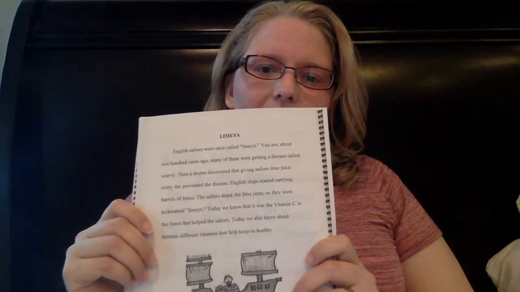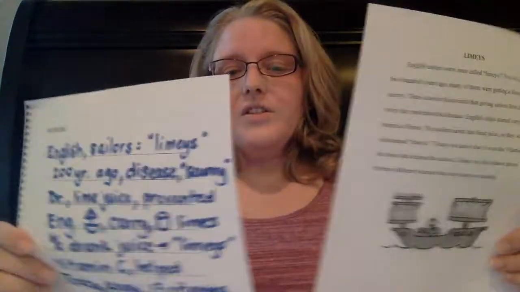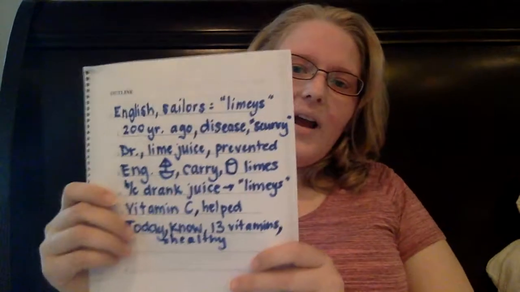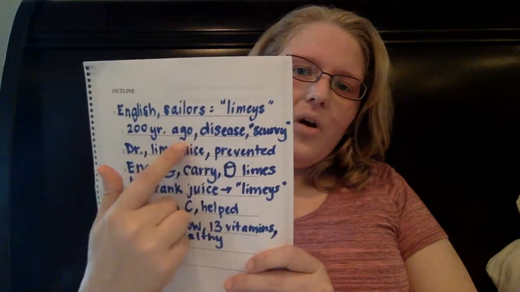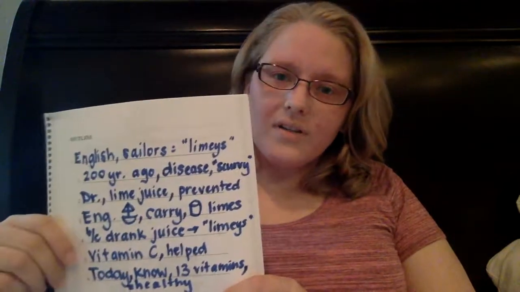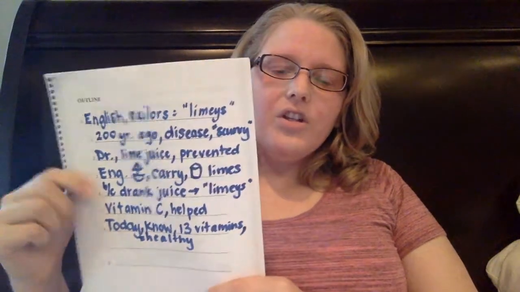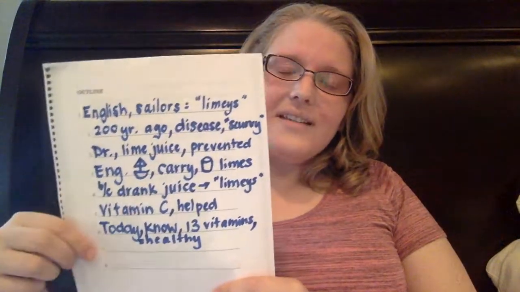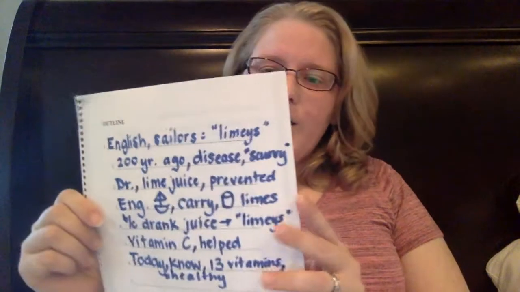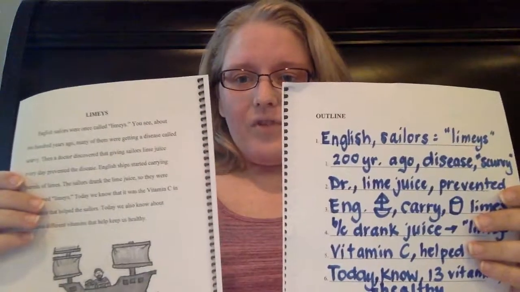Then I'm going to go through again, and I'm going to read the second sentence. You see, about 200 years ago, many of them were getting a disease called scurvy. So again, I'm going to come over to my keyword outline. 200 years ago, disease, scurvy. Okay, the most important words. That's why it's called a keyword outline. These are the keywords, okay? You're going to do that for every single sentence in this story, and that's their assignment for this week.